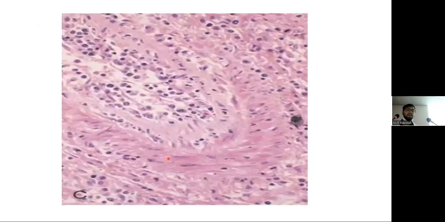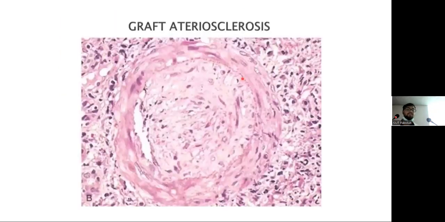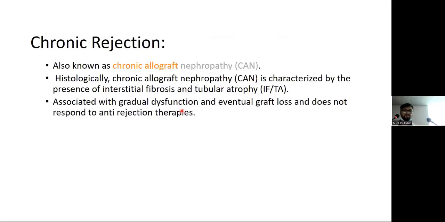And in the second picture, this is the artery where we can appreciate the intimal thickening and endothelitis. These are the intimal hypertrophy. In the third picture, this is the artery with graft sclerosis, where the lumen is obliterated and replaced by fibrin thrombi, and there is intimal hypertrophy, and the lumen is obliterated and narrow. So this is graft arteriosclerosis.